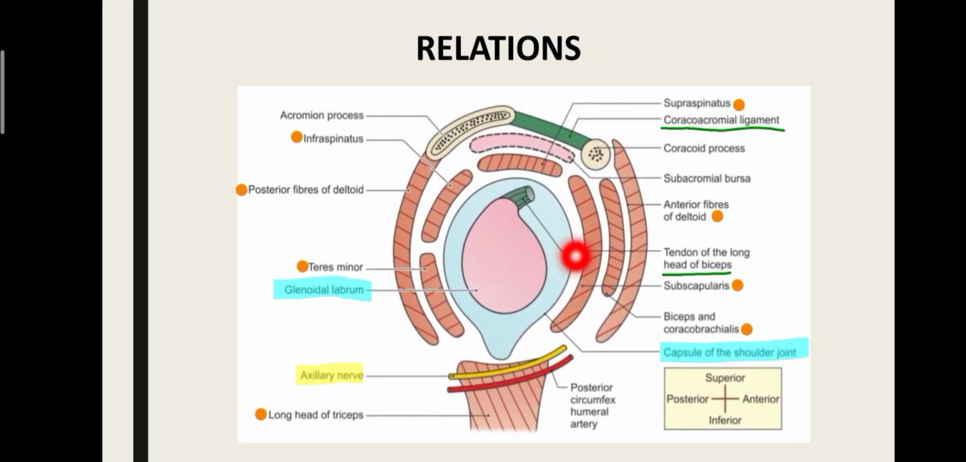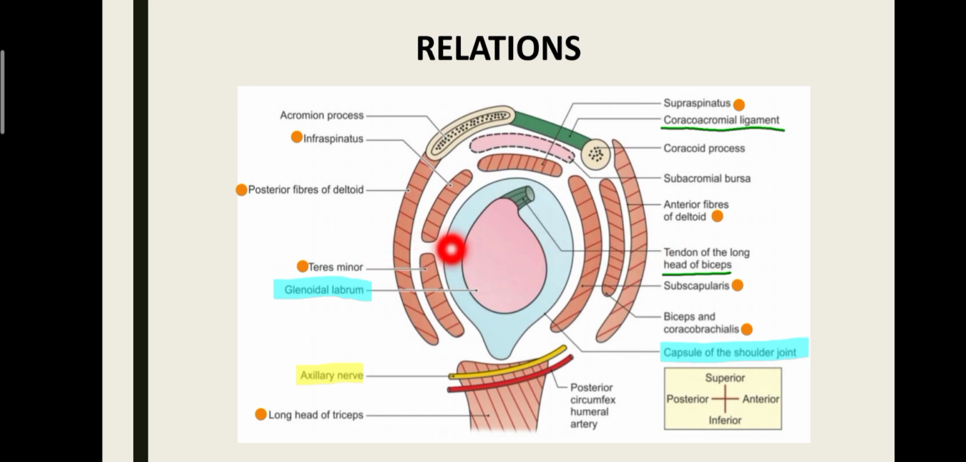Coming to the anterior relations, the anterior most part is your anterior fibers of the deltoid. So anterior fibers of deltoid is your first anterior relation. Next, we have biceps and coracobrachialis. See, biceps is actually the short head of biceps brachii, because the short head of biceps brachii and coracobrachialis originate together from the coracoid process. So these both should be mentioned together. And next is your subscapularis. So these three form your anterior relations.